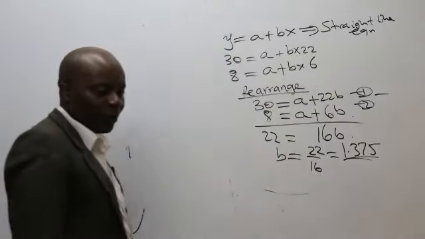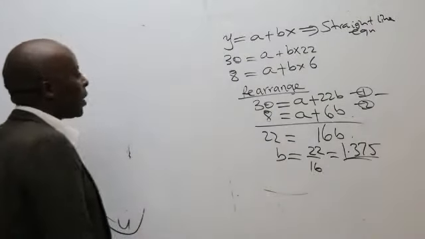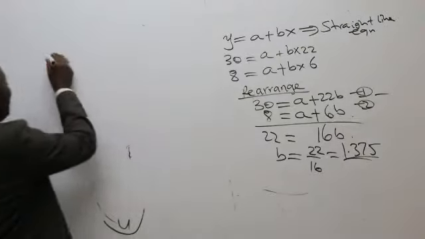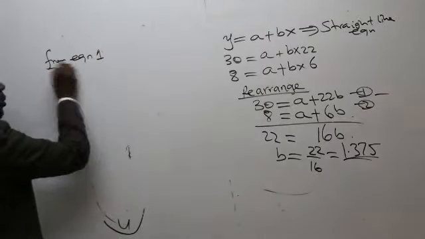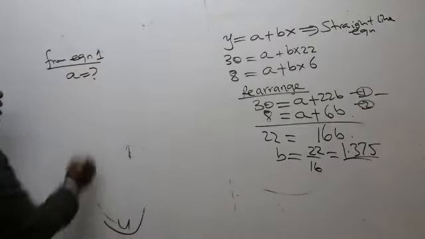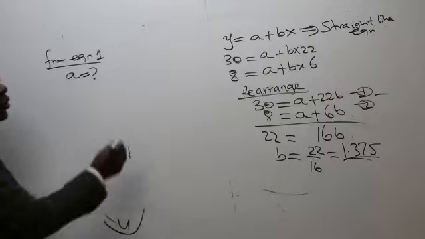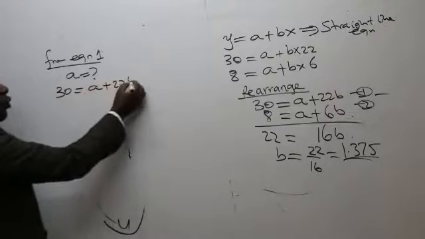So for us to be able to substitute, thank you very much. Substitute, yes. So we'll ask ourselves a simple question. From equation number 1, what is the value of A? Then this one here will be 30 equals A plus 22B.